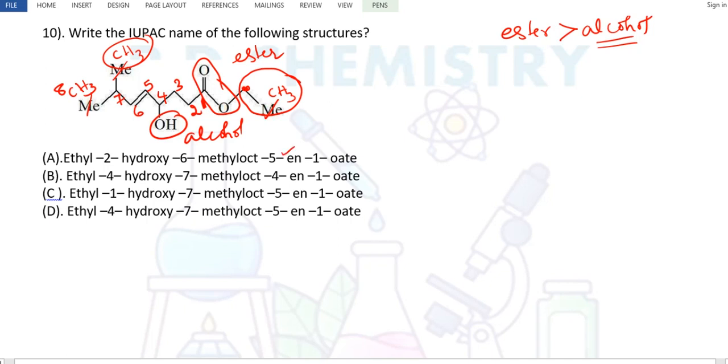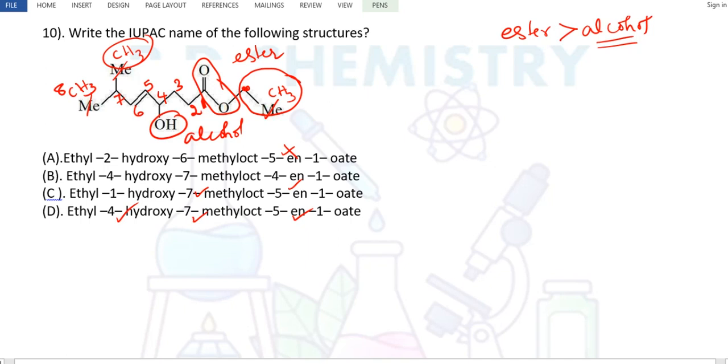5-ene is here. Then check for the substituent. The seventh carbon atom carries a methyl. So this is possible. Now this is not possible. The seventh carbon atom. Again, there is the OH group. The OH group is there on the fourth carbon atom. 4-hydroxy. We have got it here. Okay. Clear?